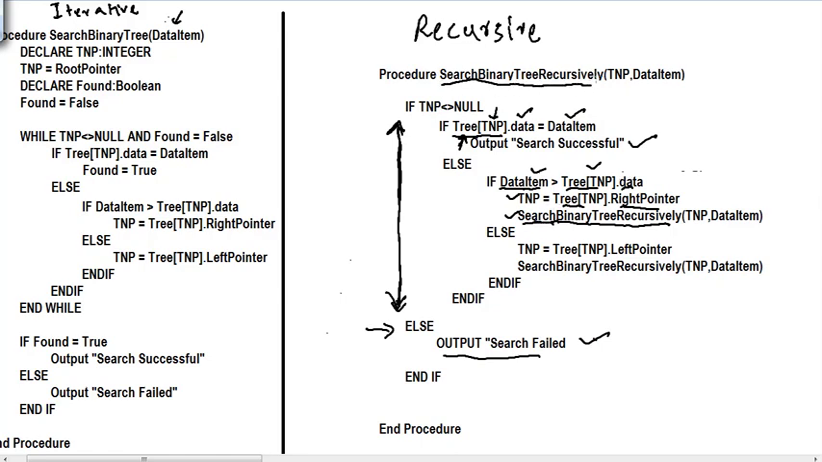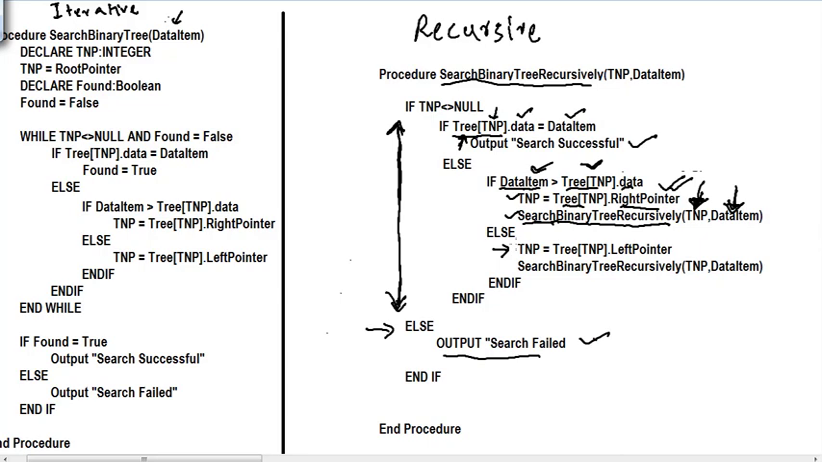So we're calling this procedure search binary tree recursively, and we are passing two parameters here: the updated value of our temporary pointer TNP and the data value that we are searching for. So next time this procedure is called, the new value of TNP will tell us the current node, and the data item will tell us the value that we are looking for. So one of the ways to update TNP is using the right pointer. Obviously, we have to first compare these two values to determine whether we are going to use the right pointer, or if that's not the case, then we'll have to use the left pointer, right?